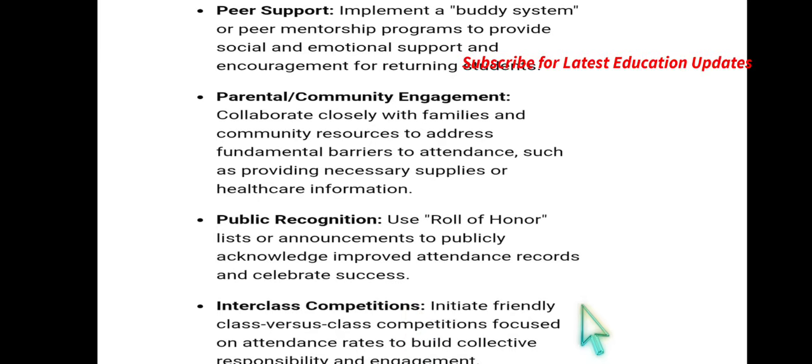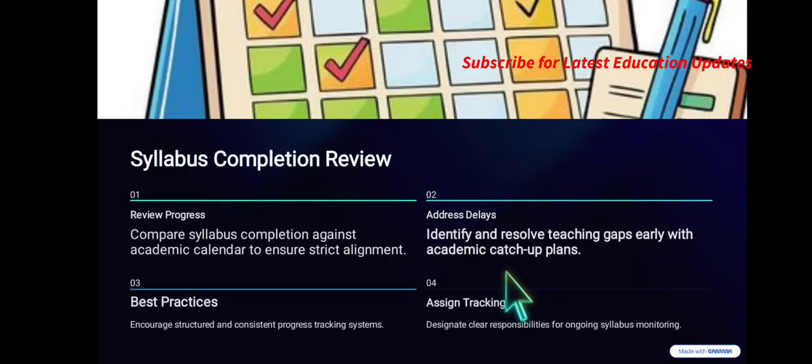So initiate friendly class versus class competitions, focusing on the attendance rates to build collective efforts. In this way, we can explain session 1, how to track long absentees. Now let us go to the syllabus completion. This can be briefly touched upon.